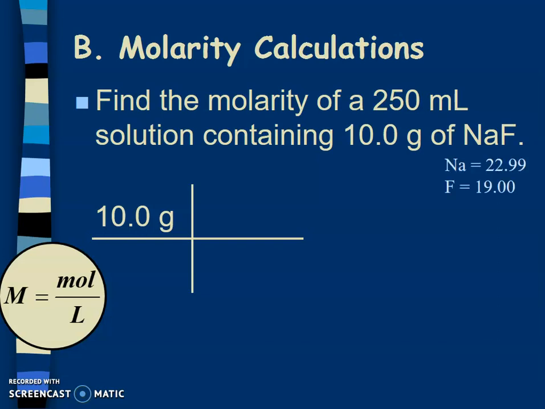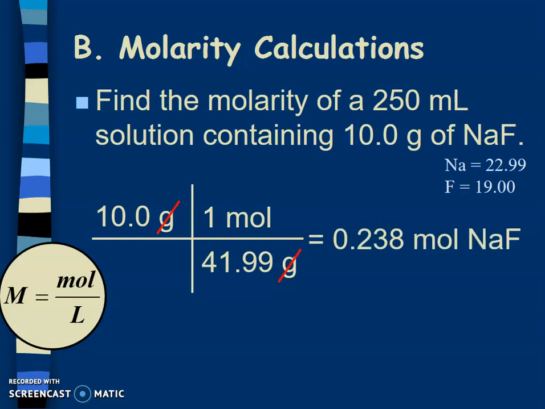Sodium is 22.99. Fluorine is 19.00. Add those two together. So I can add those to my problem. 41.99 per 1 mole. This way, putting it in this way, my grams will cancel off. I'm left with mole. Okay, so I get 0.238 moles. Now I can put this right into my molarity equation, moles over liters.